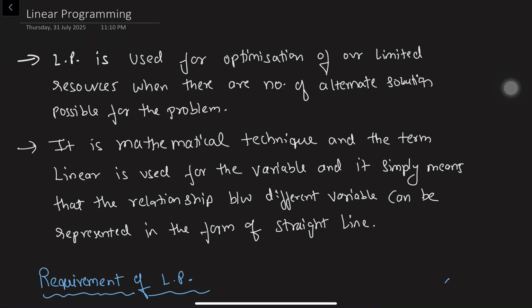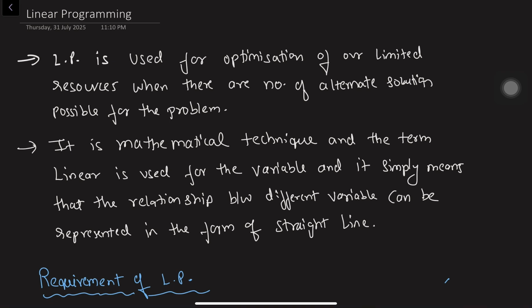This video is specifically for linear programming. So let's start. Linear programming basically is used for optimization of our limited resource. There are a number of alternate solutions possible for the problem. And linear programming is basically a mathematical technique used to maximize or minimize our linear objective function.